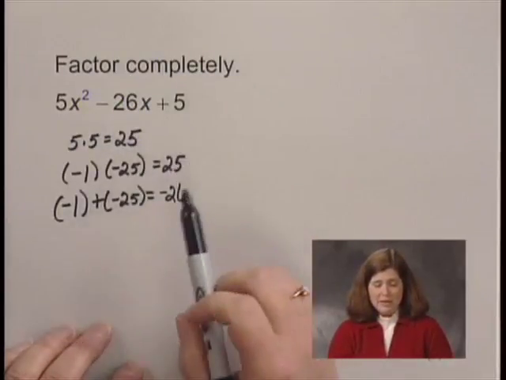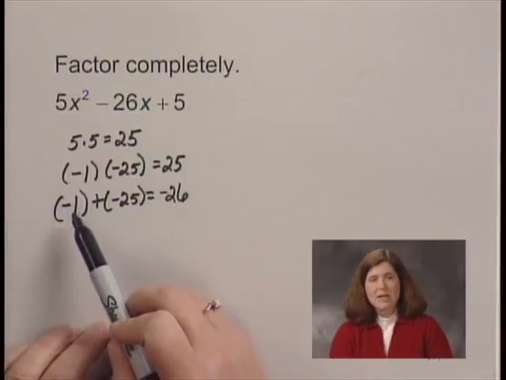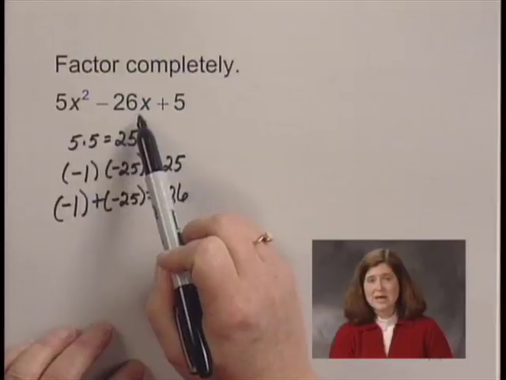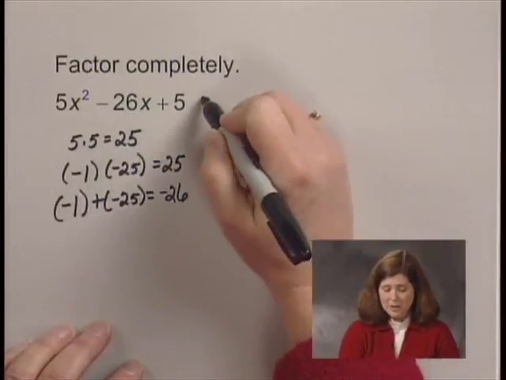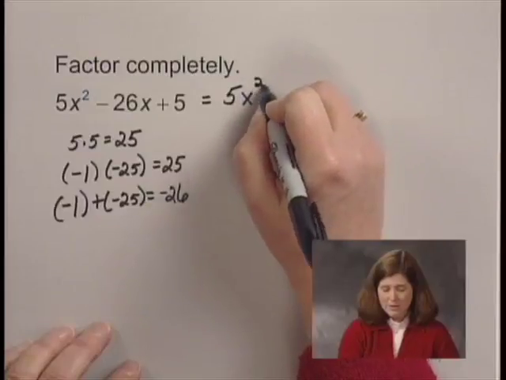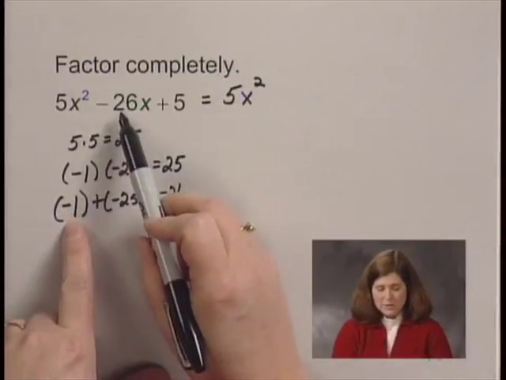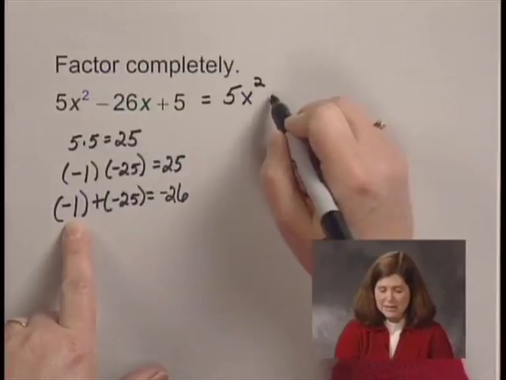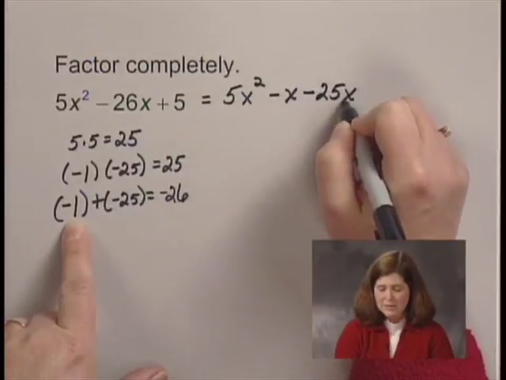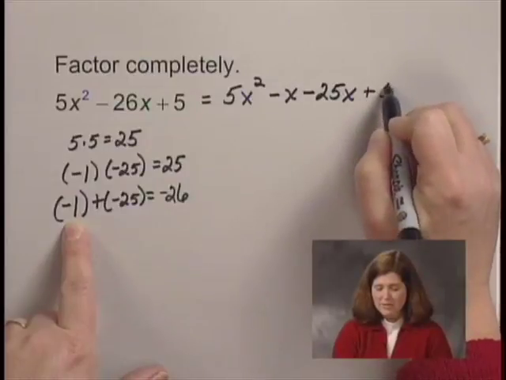Now, when we use the AC method, we use that negative 1 and that negative 25 to split the negative 26x into two terms. So I write this as 5x squared, and I'll write negative 26x as minus x minus 25x, and then plus 5.